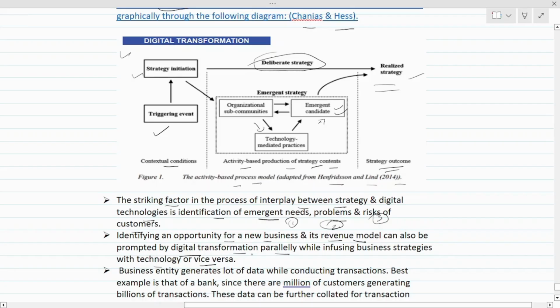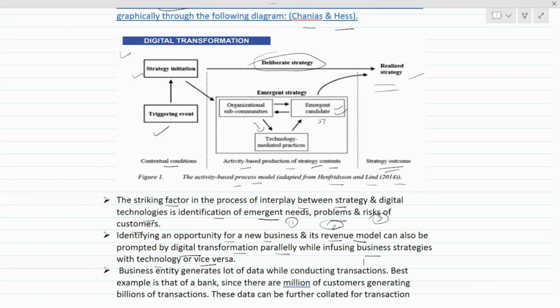So how do you basically initiate that? If you are looking for a new opportunity of a business and revenue model, it basically starts with something called digital transformation, but that itself is not sufficient. In parallel, you also have to infuse business strategies with technology, or it can be the other way around. That is, you infuse business strategy with the digital transformation. This is all done through technology only. So that's what this talks about.